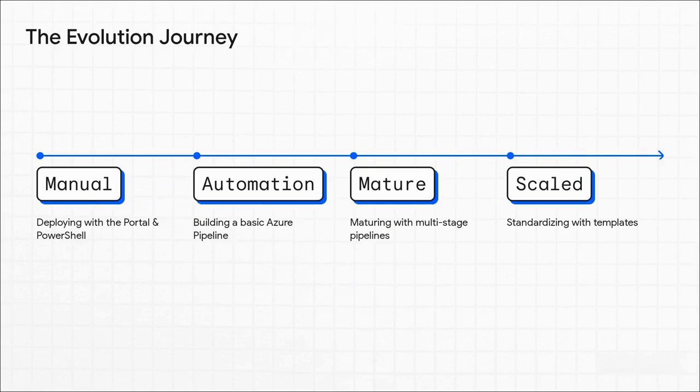So here's the journey we're going on together. We're going to start with that manual grind. Then we'll move into that first awesome taste of automation with a basic pipeline. After that, we'll mature it into a real production-grade system. And finally, we'll get to the top of the mountain, a scalable, templated platform that just works.